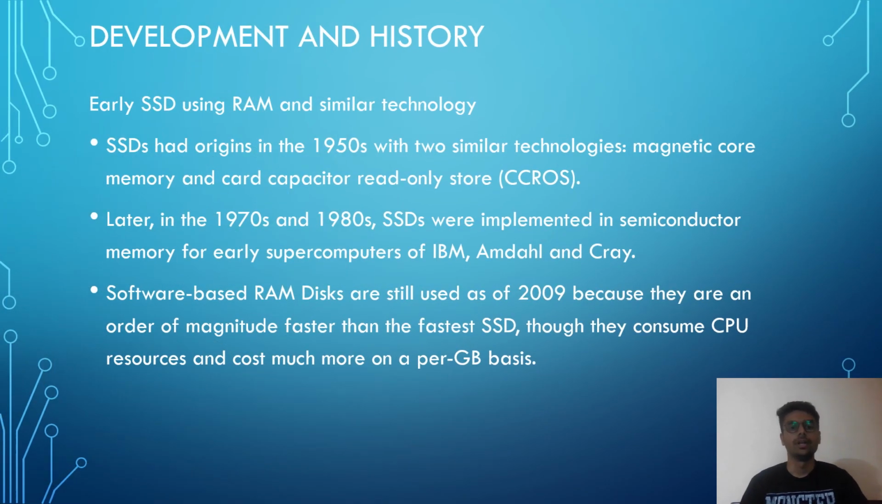Development and history. Early SSD using RAM and similar technology. SSDs had origins in the 1950s with two similar technologies: magnetic core memory and card capacitor read-only store, basically called CC-ROS. Later in the 1970s and 1980s, SSDs were implemented in semiconductor memory for early supercomputers of IBM, Amdahl, and Cray. Software-based RAM disks are used as of 2009 because they are an order of magnitude faster than the fastest SSD, though they consume CPU resources and cost much more on a per GB basis.